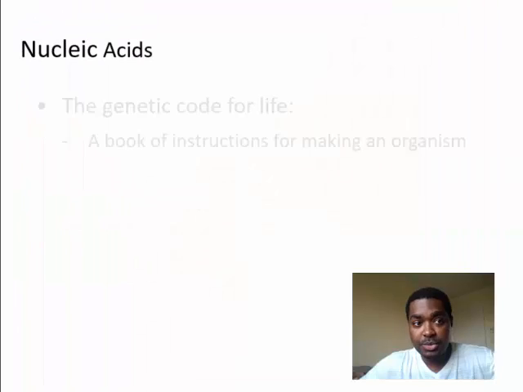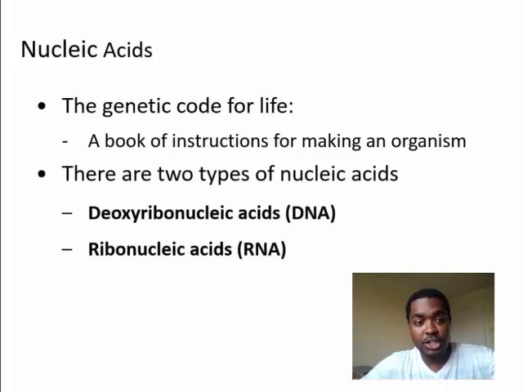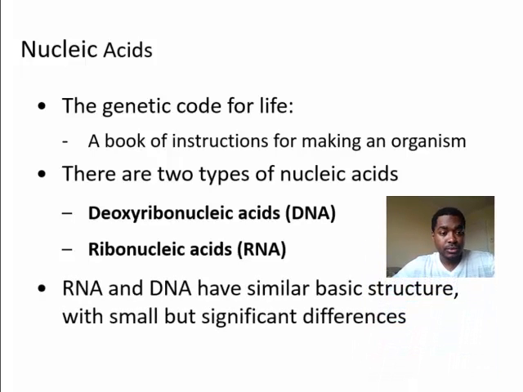But first things first, we need to look at the structure of these molecules, just like we did for the other macromolecules. So there's two types of nucleic acids, deoxyribonucleic acid and ribonucleic acid, namely DNA and RNA. They have very similar structure, but their functions are slightly different. And of course, there's slight difference in structures that we're going to look at now.